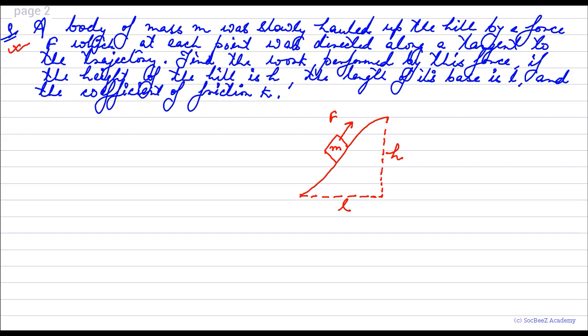Fine. So there are a few points which need to be noted down in this problem. The body was hauled slowly, which implies that if it had some velocity, the velocity wasn't changing. So the body was always in equilibrium. Let's say at this particular point, the slope makes an angle theta with the horizontal. At that point the force F is acting, due to which the particle traveled a very small displacement dx in that direction.